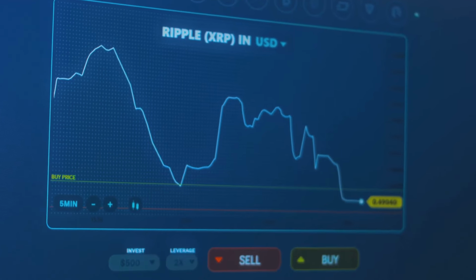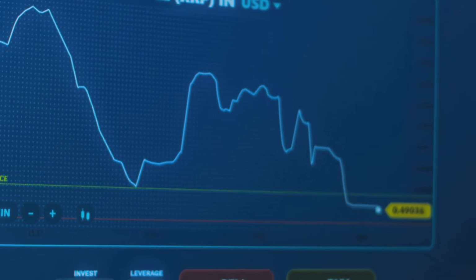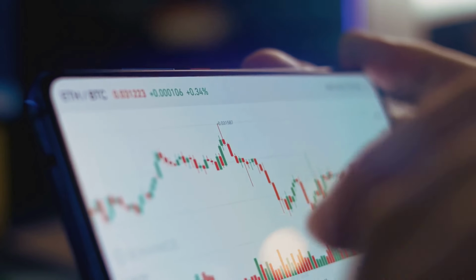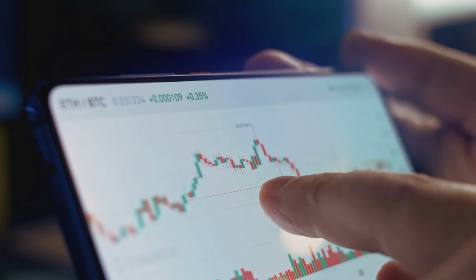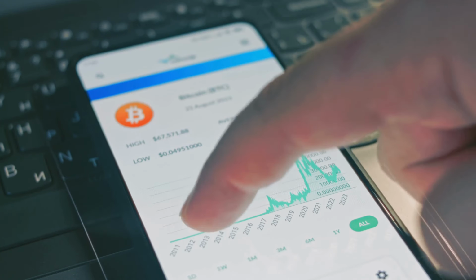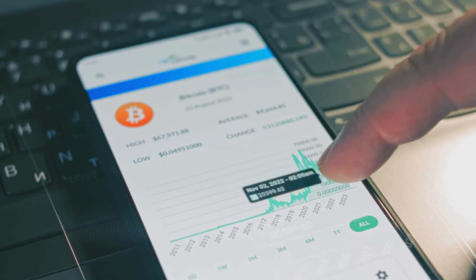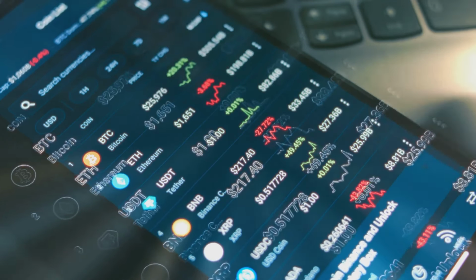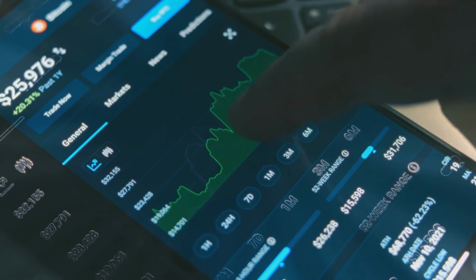XRP, meanwhile, broke out of a 7-year triangle pattern in late 2024. The breakout triggered a 283% surge, proving the power of trend lines in spotting big moves. Now, analysts use those lines to set future targets.